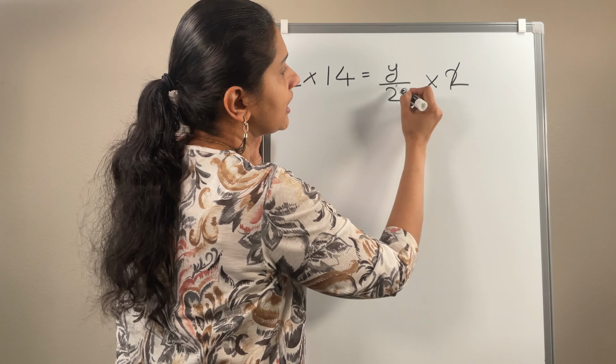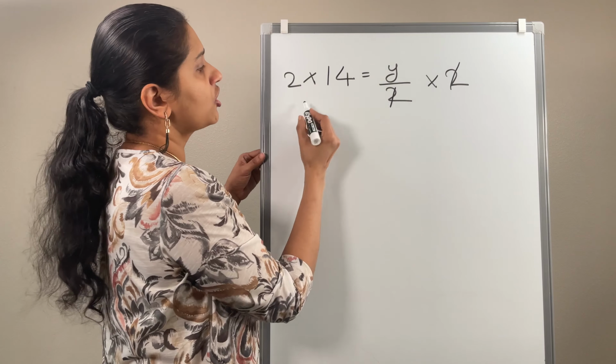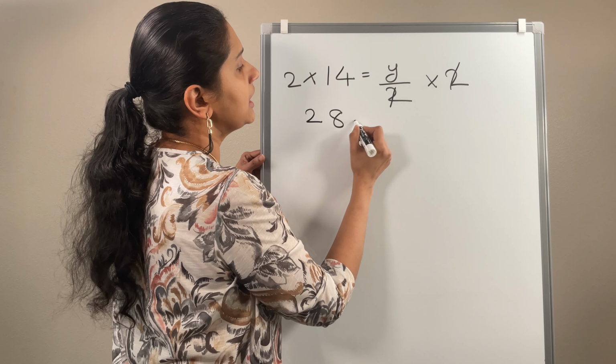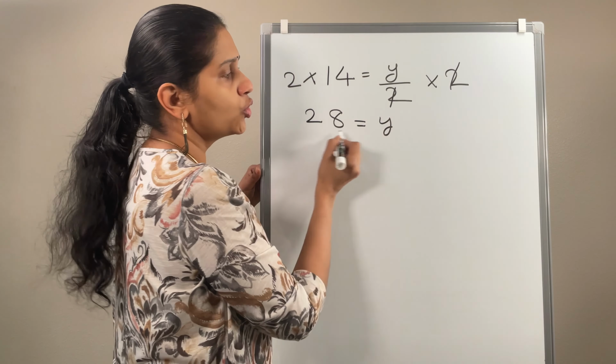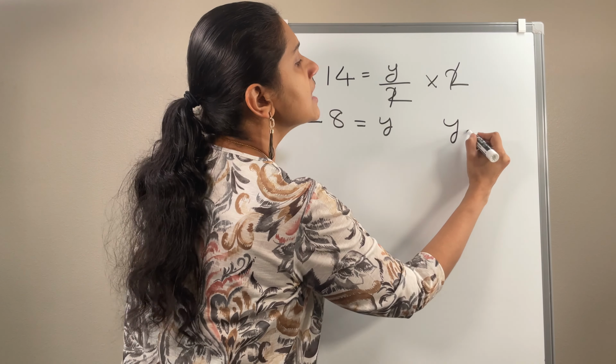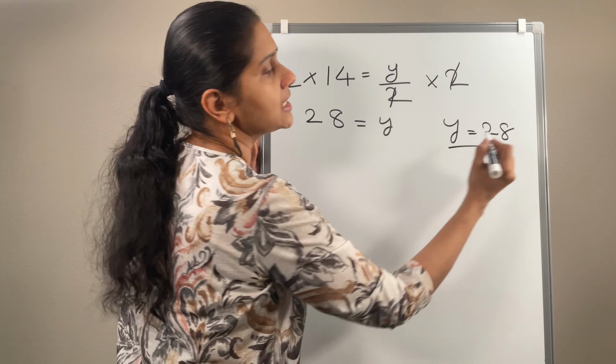Now, the 2 will get cancelled out. 2 times 14 is going to be equal to 28. That is equal to y. So, the solution for this equation is y equal to 28.